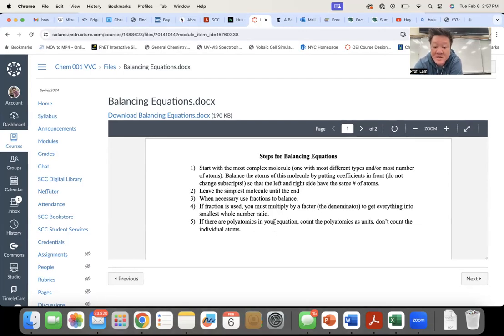If there are polyatomics in your equation, you count the polyatomic units as units and don't separate them into individual atoms. I'll show you what is meant by that as well in our examples. Okay, so let's go straight to the examples so I can show you how to use these steps to balance the equation.